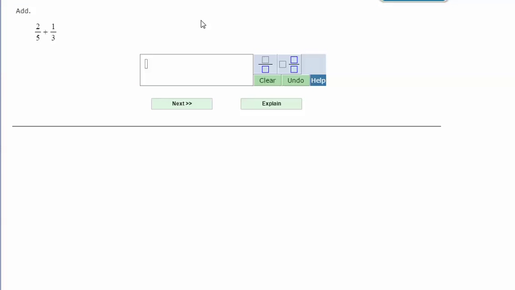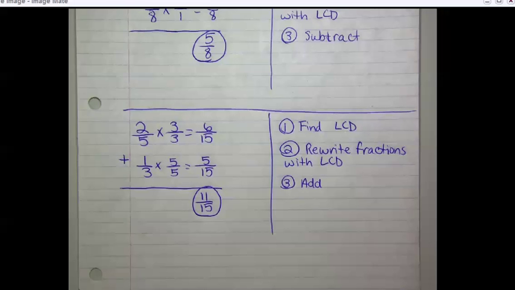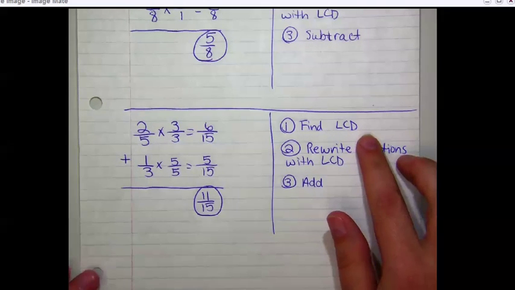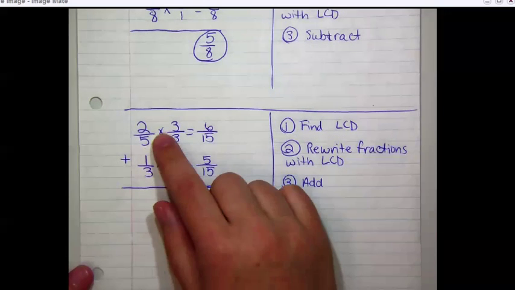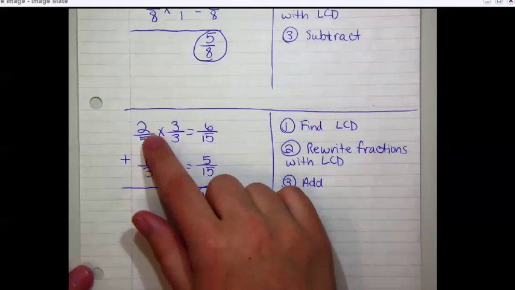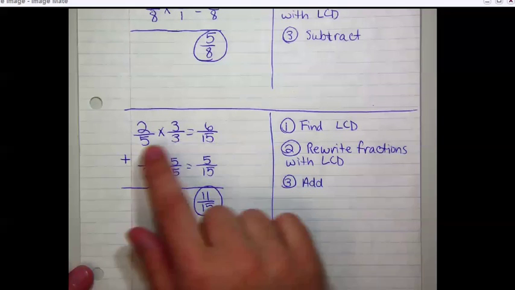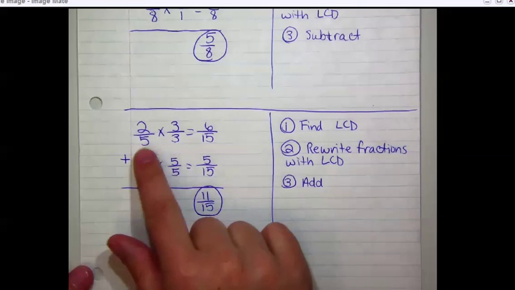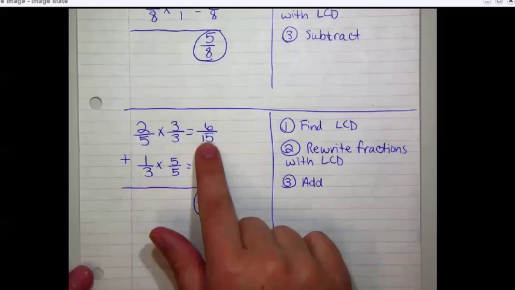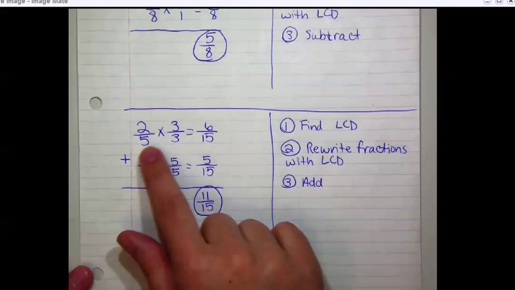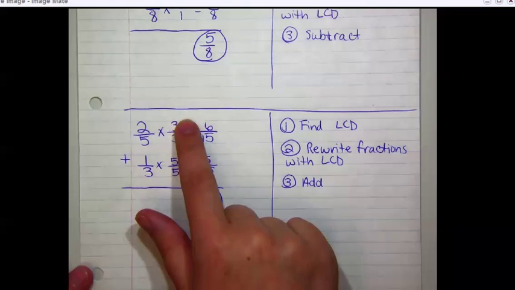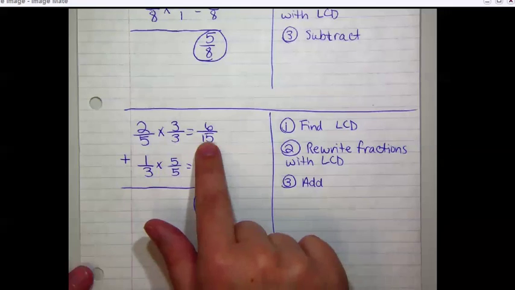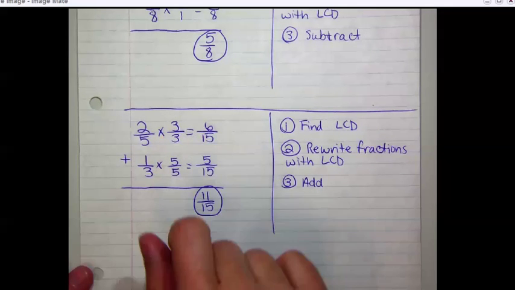2/5 plus 1/3. Here are my notes. 2/5 plus 1/3. First, I need to find the least common denominator for 2/5 and 1/3, which for 5 and 3 is 15. And so 5 times what is 15? Well, 5 times 3 is 15. And what I do to the denominator, I have to do to the numerator. And so 5 times 3 is 15, and 2 times 3 is 6.